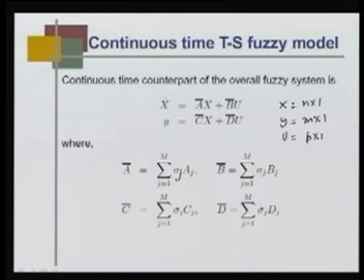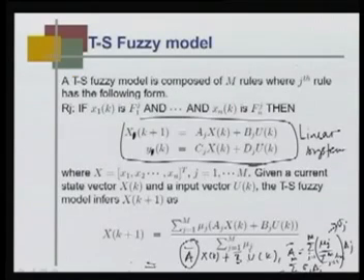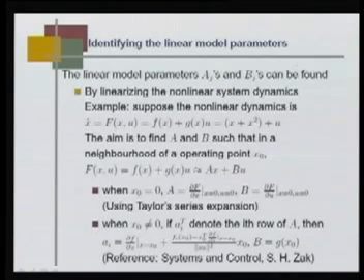What we said until now is just what the TS Fuzzy model is, right? Now, given an actual nonlinear plant dynamics, can I directly write what the TS Fuzzy model should be? It is actually simple. So, the linear model parameters: how do I find out, for each rule, what should be my individual linear system?